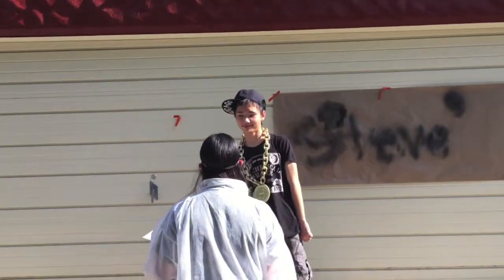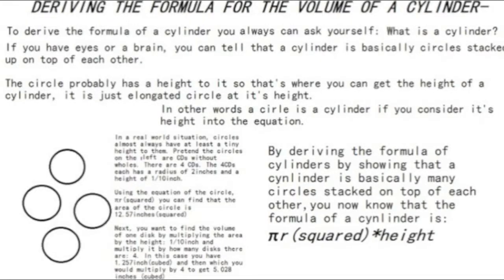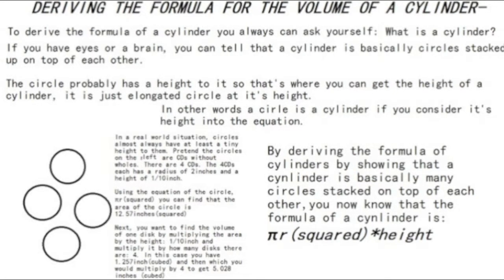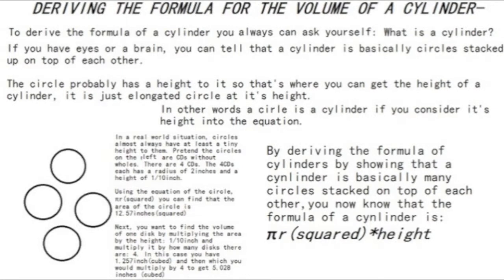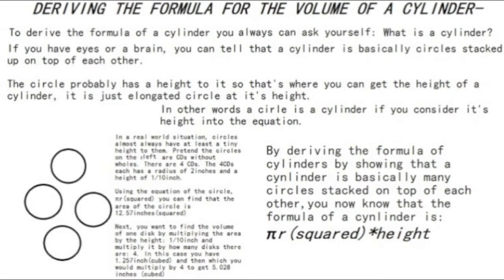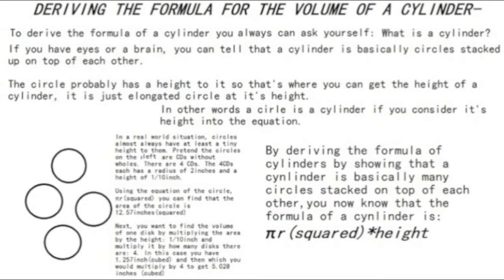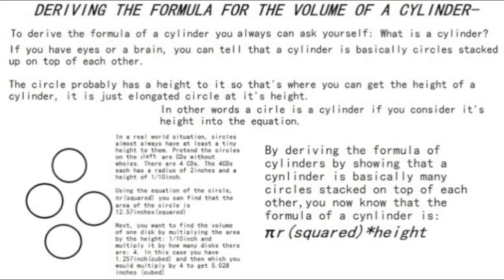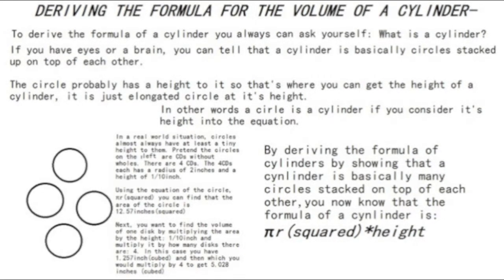You just need to find the volume of your paint can, which is the volume of a cylinder. Deriving the formula for the volume of a cylinder: you can always ask yourself what a cylinder is. A cylinder is basically a bunch of circles stacked on top of each other. The circle has a height to it, so that's where you get the height of a cylinder. A circle is a cylinder if you consider its height in the equation.